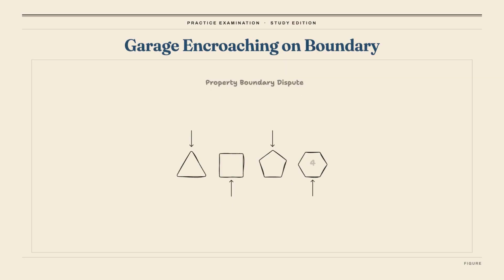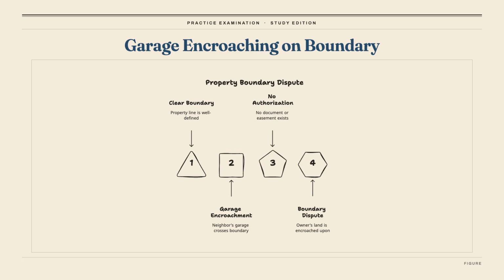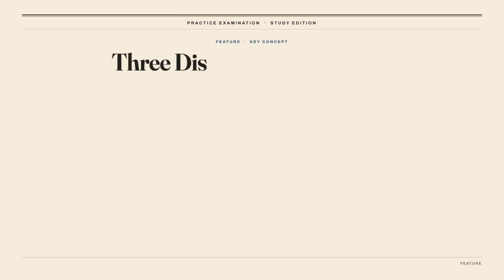An encroachment is an unauthorized physical intrusion of a building, fence, or driveway onto someone else's land. Picture a Kansas City lot where a survey reveals the neighbor's garage crosses the boundary by 2 feet near the rear fence, with nobody granting a right and no document recording the intrusion.